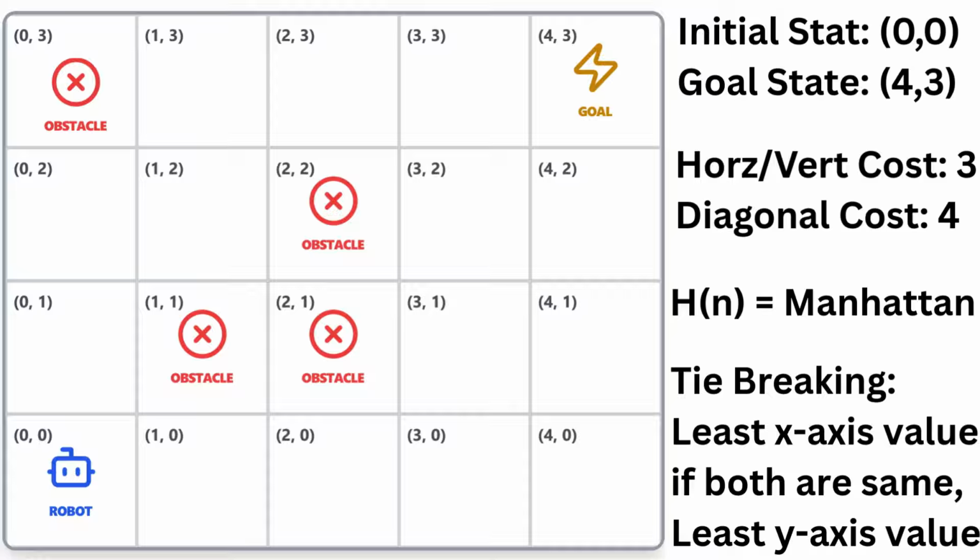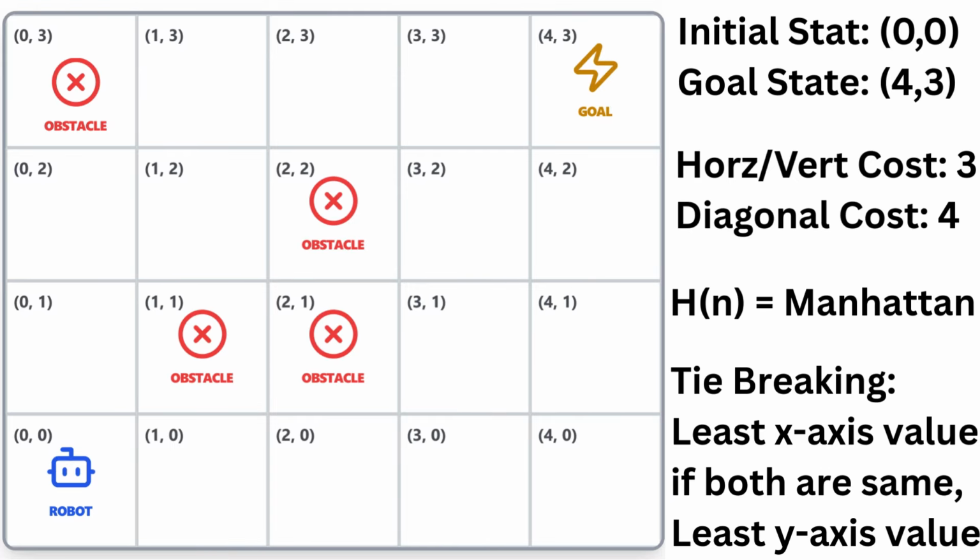From any cell, the robot can move horizontally, vertically or diagonally. If it moves horizontally or vertically, the step cost would be 3. And if it moves diagonally, the step cost would be 4. The heuristic function is the Manhattan distance to the goal node. The task is to apply the A-star search algorithm and find the path from the starting state to the goal state. Here is a tie-breaking rule. If two nodes have the same cost, expand the one with the smaller x coordinate. If x coordinates are also equal, expand the one with the smaller y coordinate. And finally, we need to check whether the heuristic function is admissible or not.